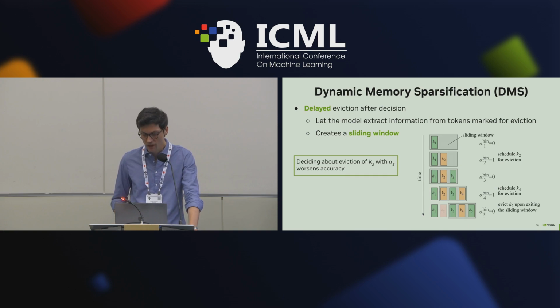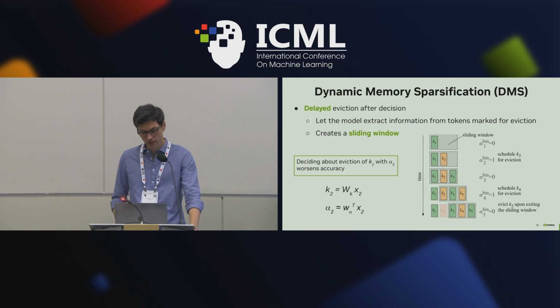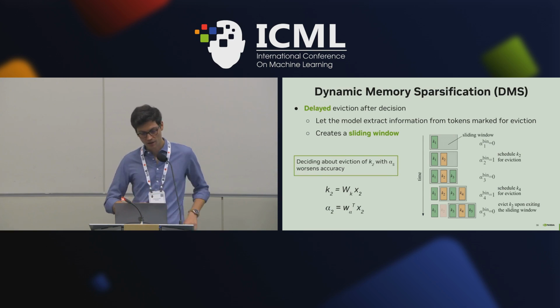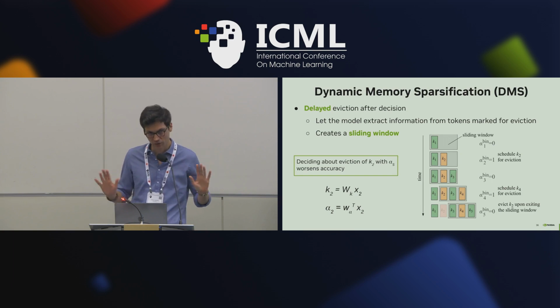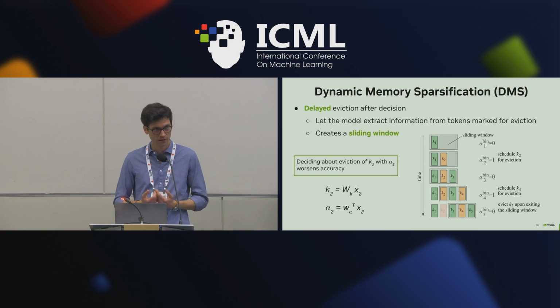And you might think that at the very last step of this toy example, alpha 5 would be better to decide about the eviction of K2. And that's not the case. Why is it not the case? It's because K2 and alpha 2 have been derived from the same hidden representation. They are just one linear projection away. And it turns out it's much easier for the model to encode that information. This is something that we think is going on inside the key that is going to be evicted.